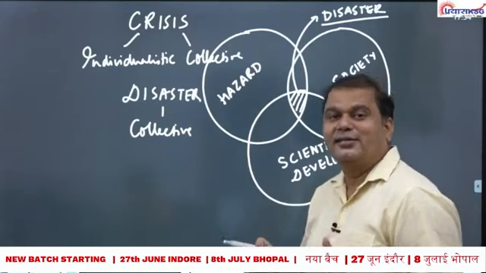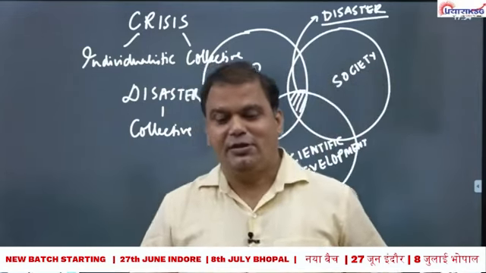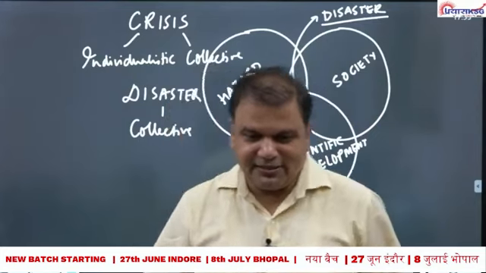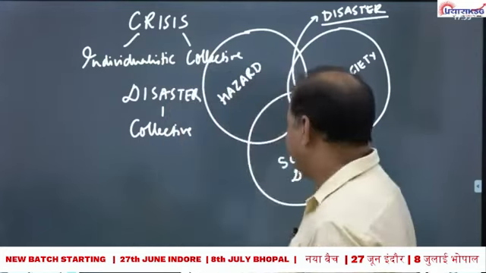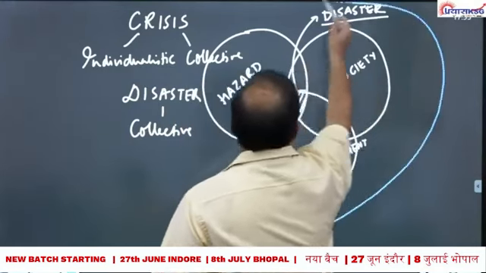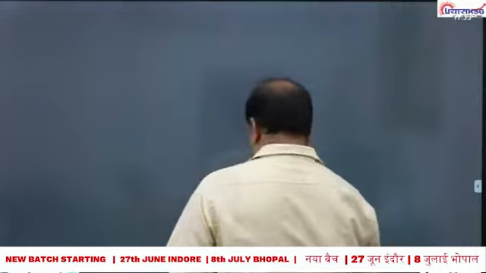And how crisis becomes disaster. If suppose crisis is improperly managed, then it would be resulting in disaster. Read on. If crisis is improperly managed, it results in disaster. Clear? Now, when you are talking about disaster management, remember one point, that disaster management includes four main pillars.